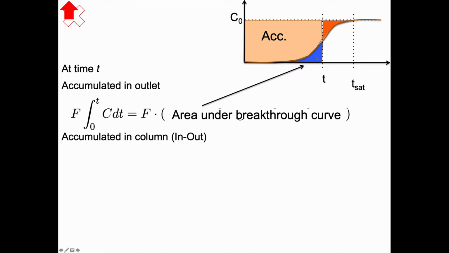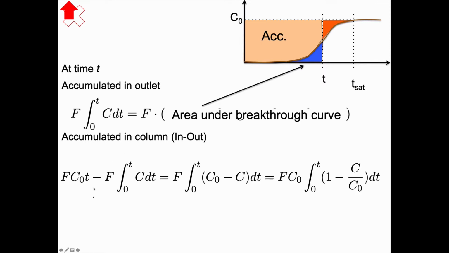Now, how much has accumulated in the column? Well, that must be the difference between what has come in and what has come out so far. What has come in is pretty simple because the concentration in the inlet is the same all the time. So you just multiply F with C0 and the time that has passed. That's the amount that has come in. And as we reasoned before, this thing up here, that's what has come out so far. So if you take F C0 times t minus F times the integral of C dt from time 0 to time t, that is what has accumulated in the column.